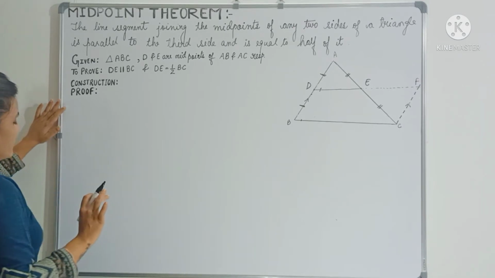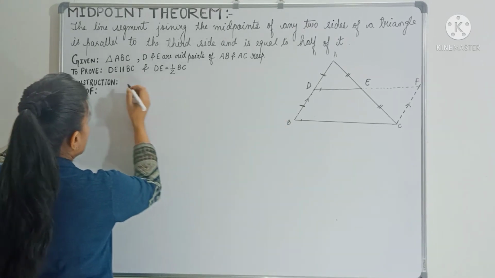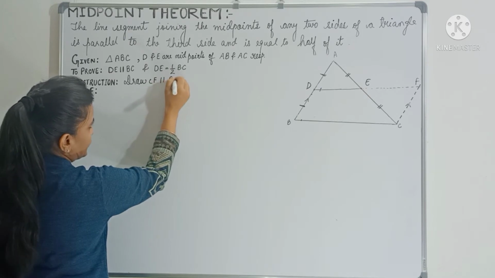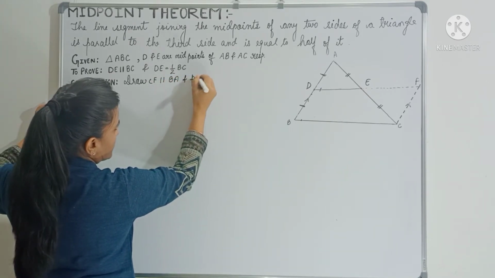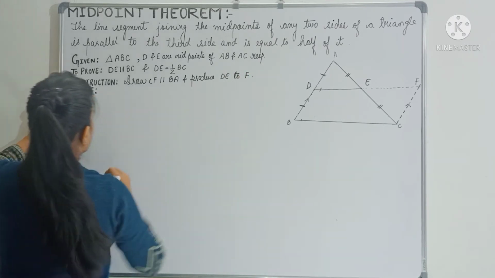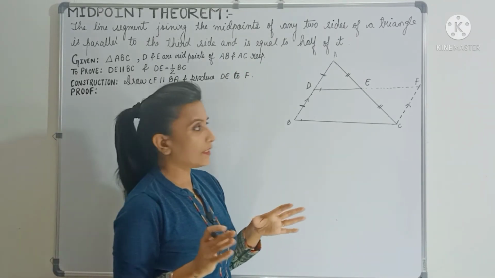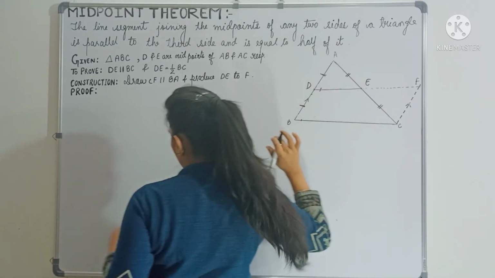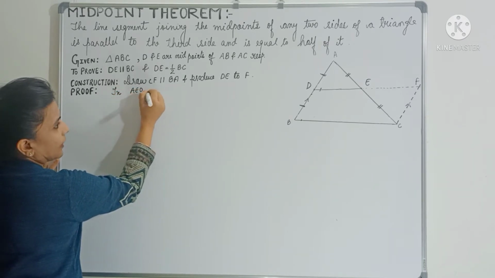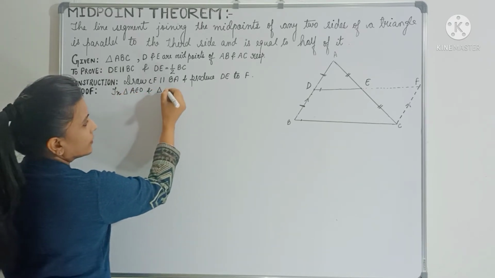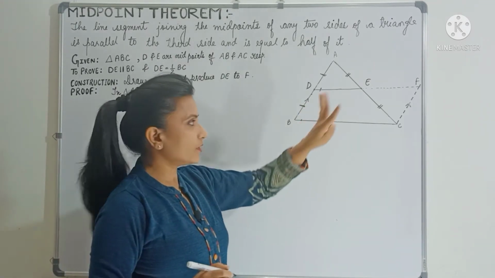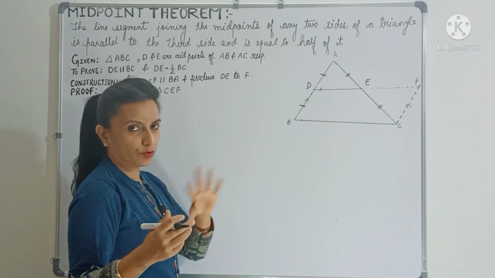First you have to write down the construction. Here the construction is: draw CF parallel to BA and produce DE to F. Now the proof. The first step will be to show that these two triangles are congruent. So take triangle AED and triangle CEF. In these two triangles you have to prove that three parts are equal to each other. That's how we prove two triangles are congruent.